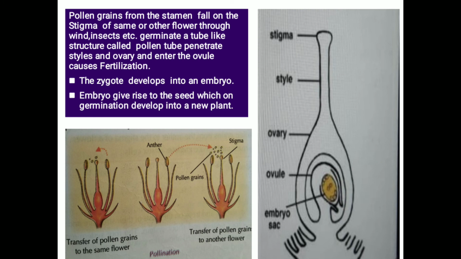When pollen grains from the stamen fall on the stigma of the same or another flower, they germinate a tube-like structure that penetrates the style and the ovary and enters the ovule, which causes fertilization. The zygote develops into an embryo. Embryo gives rise to seed, which later germinates into a new plant. So this is how sexual reproduction takes place in plants.